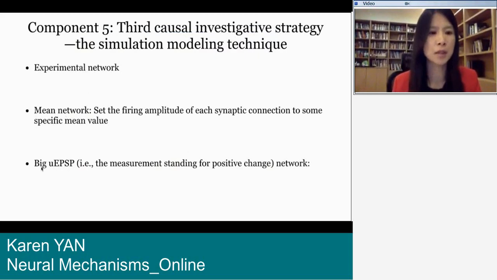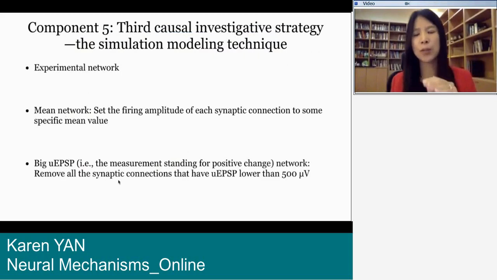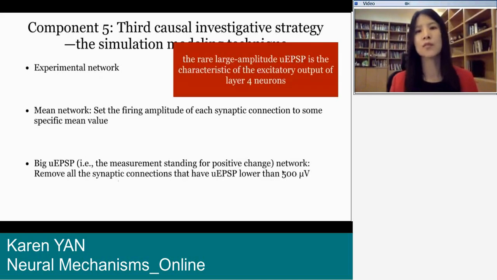By contrast, this big UEPSP stands for the measurement of the positive change in the network. And it's a big one because what they do is they remove the small output and keep the big output. So all the synaptic connections with UEPSP lower than this unit, they remove, which means they actually remove more than half of the synaptic connections in their original recording data. And so this rare large amplitude of UEPSP is actually the characteristic of the excitatory output of layer 4 neurons.